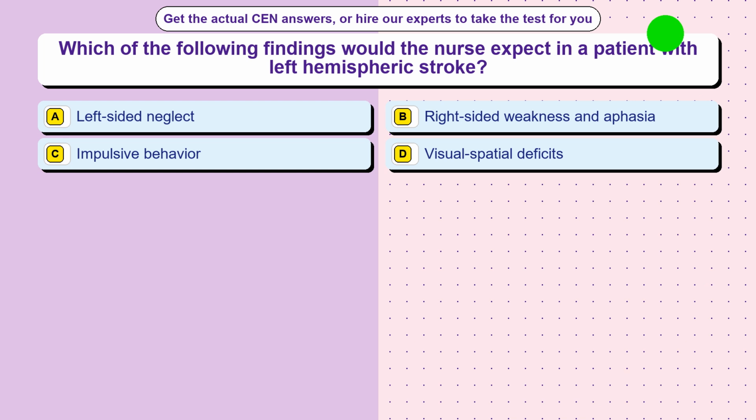Question 84. Which of the following findings would the nurse expect in a patient with left hemispheric stroke? Option A, left-sided neglect. Option B, right-sided weakness and aphasia. Option C, impulsive behavior. Option D, visual spatial deficits.